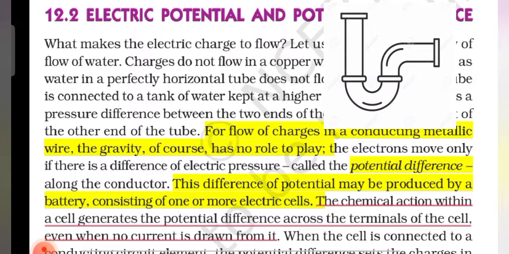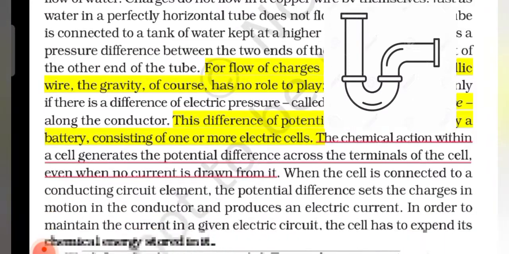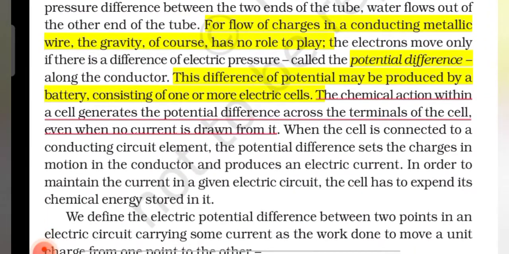And exactly the same mechanism is used for the flow of electric charge through a conductor. Here also we need to create a difference in electric pressure, and this very difference is known as potential difference. The difference of potential may be produced by a battery consisting of one or more electric cells. So we need to add a battery so that the potential difference may be produced. The chemical action within a cell generates the potential difference across the terminals of the cell even when no current is drawn from it.